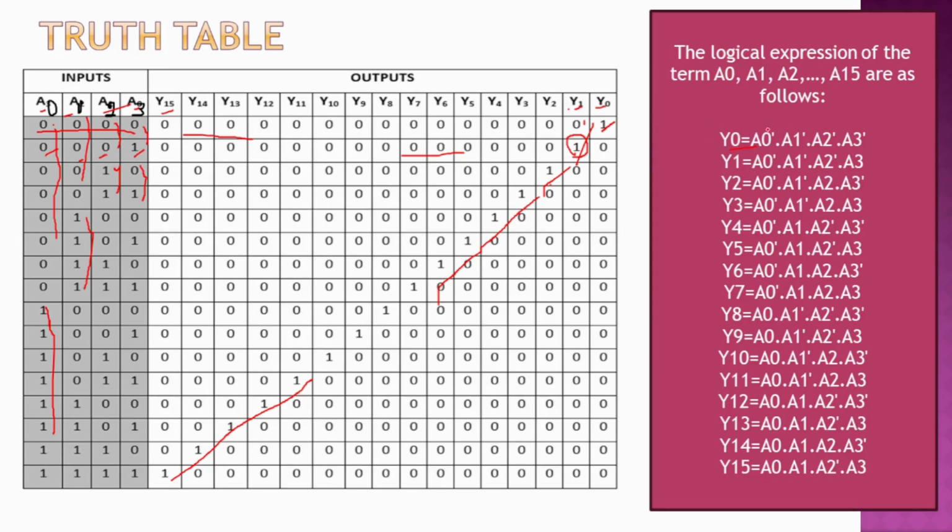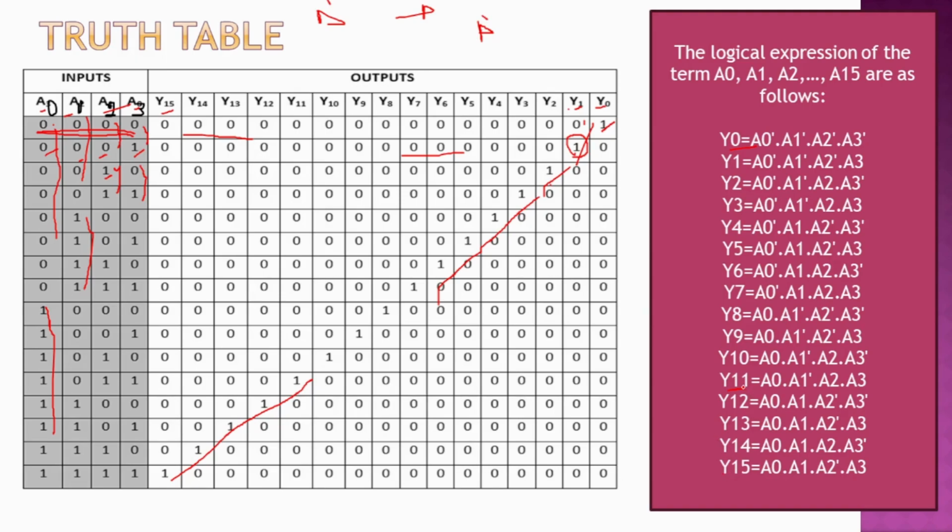Y0 is equal to A0' A1' A2' A3', because here all the inputs are 0. If the input value is 0, you need to mention the variable with its complement. If the input is 1, you need to mention the variable by its name itself, that is A means A. If it is 0, A is written as A dash. I will explain a few of the equations here.